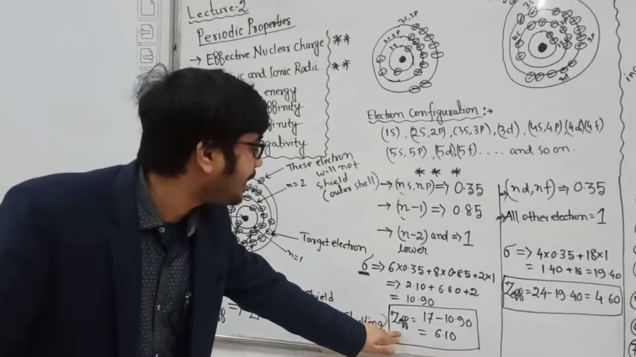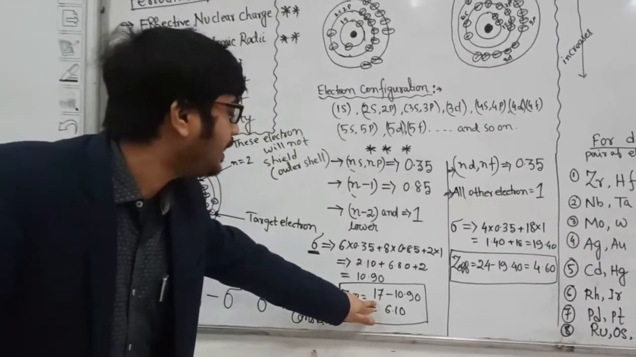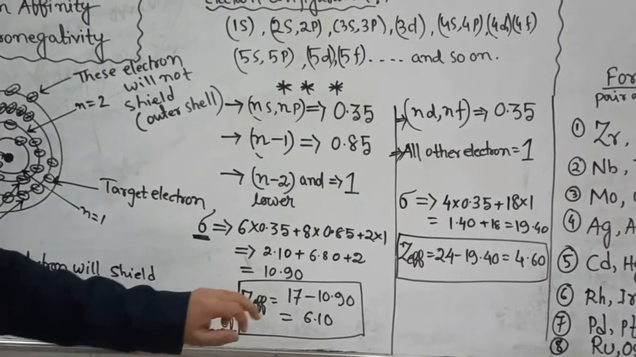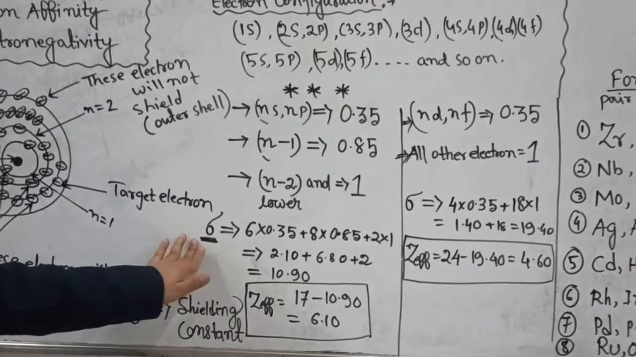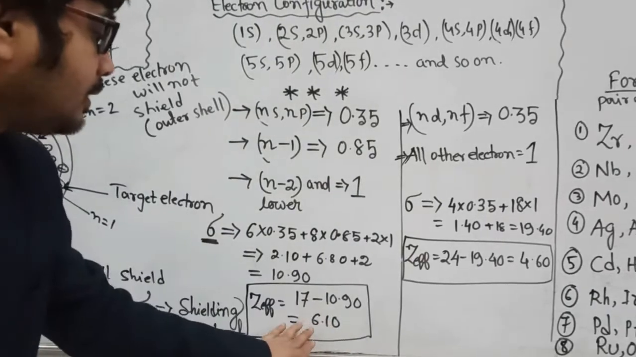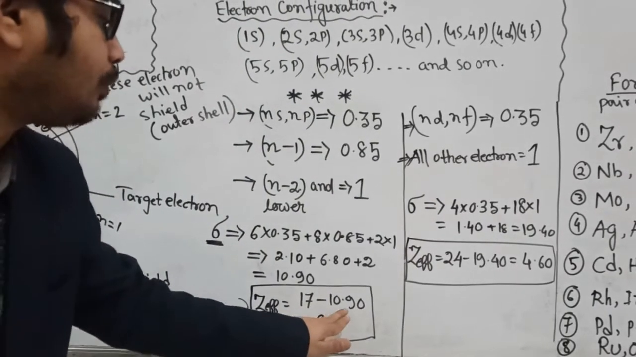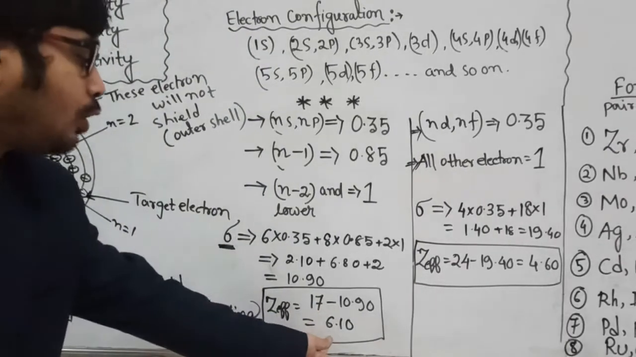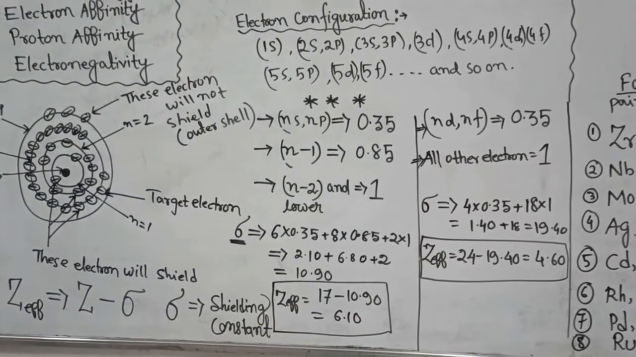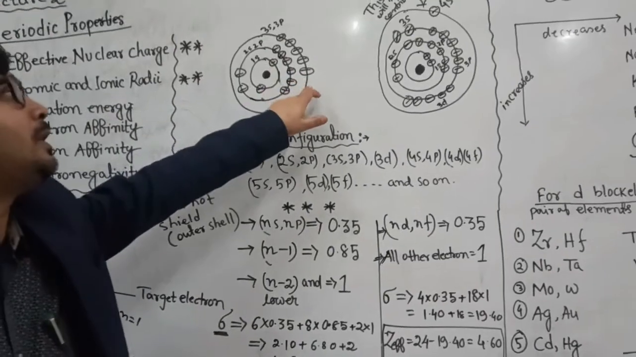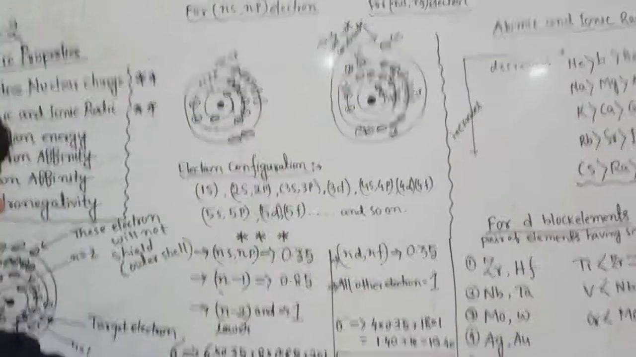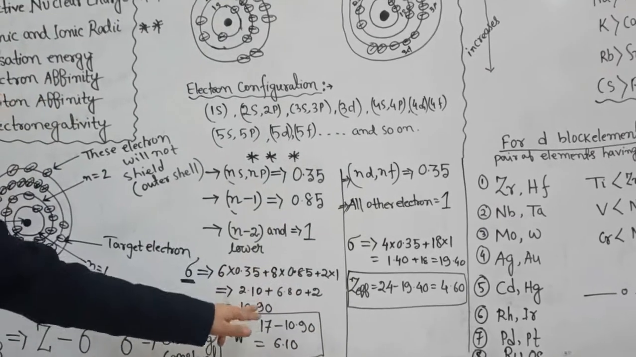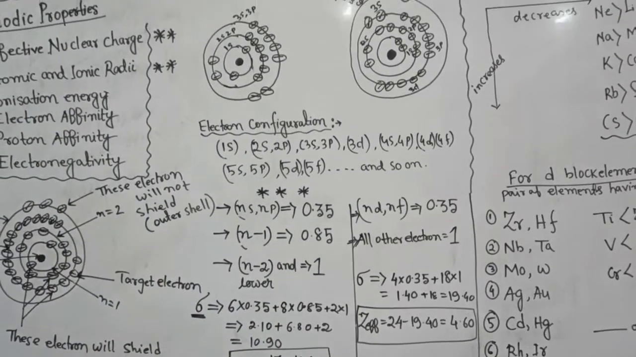Now, what is the Z effective? The actual Z is 17 here, and we have to deduct sigma, the shielding constant, and we get 6.10. That is 17 minus 10.9, which gives 6.10. So that means your Z effective is 6.10. What is the significance? That means the outer electron in chlorine only sees a nuclear charge of 6.10. It will not see the total nuclear charge of 17.